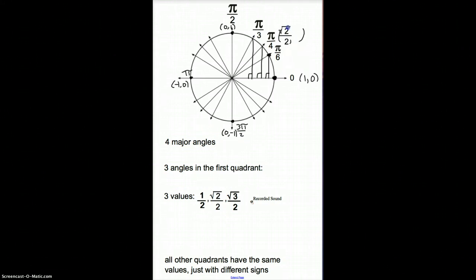So that's square root of 2 over 2. The x value is, and the y value is square root of 2 over 2. So that one's pretty easy. Same 2 numbers right there. The other 2, pi over 3 and pi over 6, are very similar. They're both 30, 60, 90 triangles. This one's the 30 degree angle, and that's the 60 degree angle.